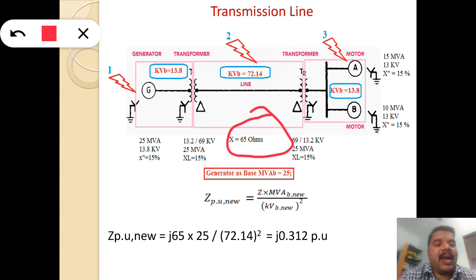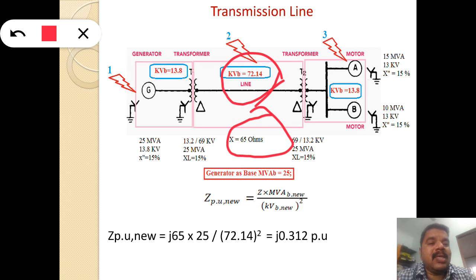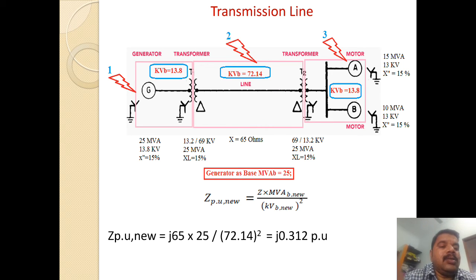Now the reactance value they have given is 65 ohms. So Z per unit new is equal to J65 into MVAb new. What is MVAb new? Throughout the problem, I told you the generator value is the same, so 25 MVA divided by kVb new squared. The transmission line is under section 2, so the kVb new value is 72.14, squared. When you multiply, we get J 0.312 per unit. This is for the transmission line.